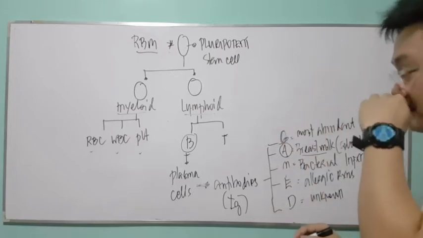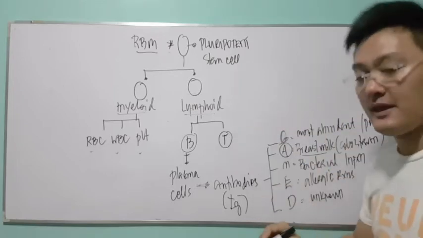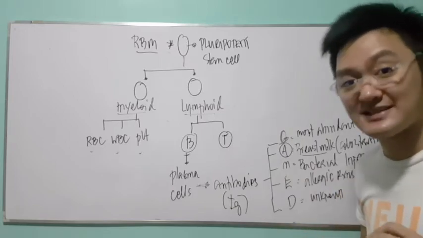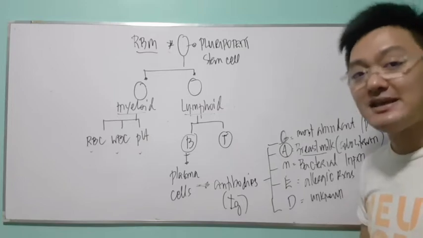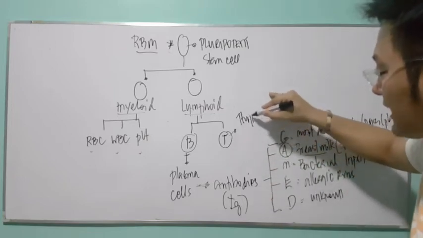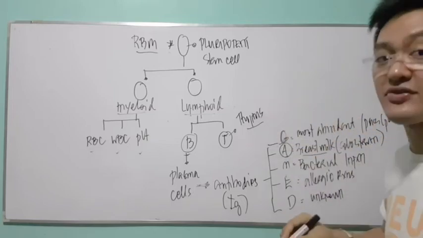Now, what about your T lymphocytes or your T cells? Reminder, your T lymphocytes or T cells produced in the bone marrow are actually useless. They become useful only if the T lymphocytes go to your thymus.